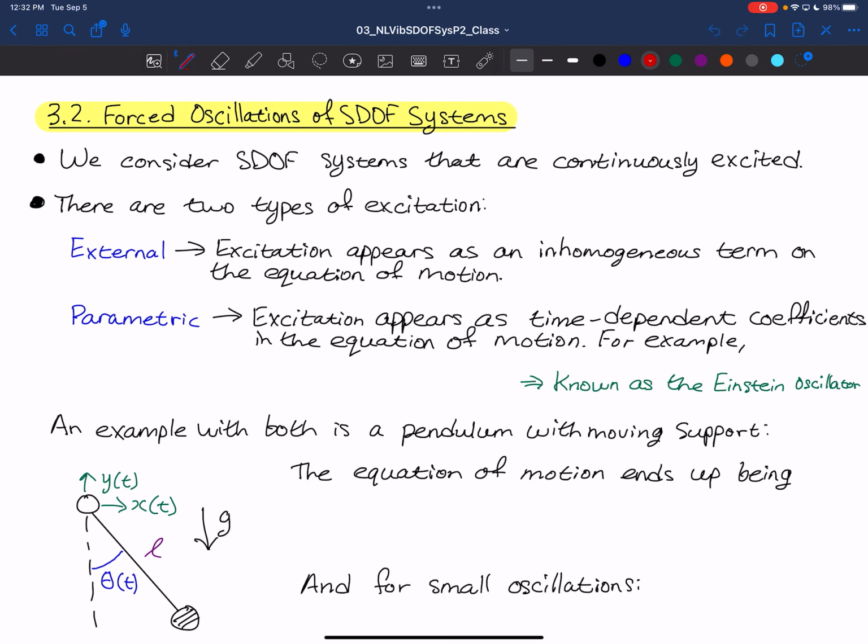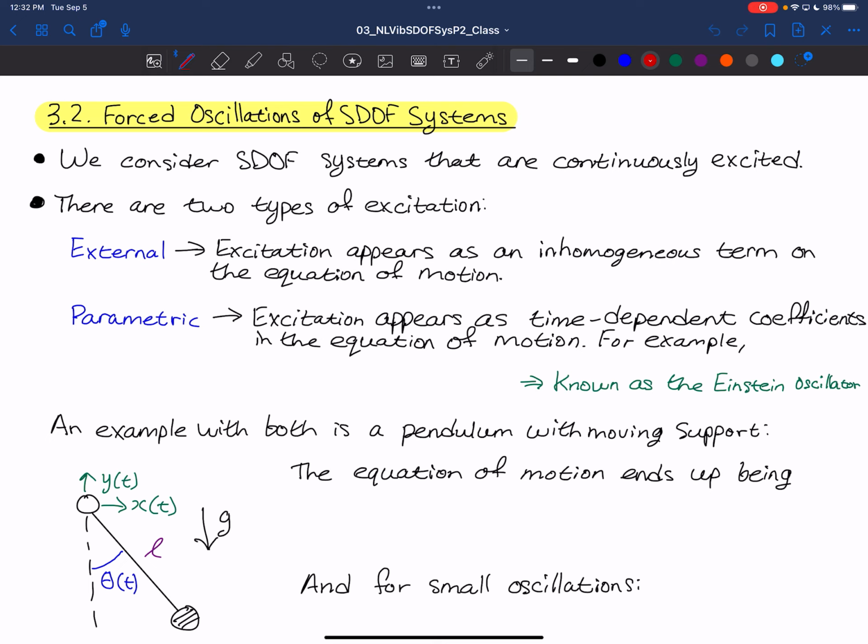Okay, so today we're talking about forced oscillations of single degree of freedom systems. We're going to consider continuously or just simple Duffing oscillators, but now with forced excitation. There are really two types of excitations that one could consider.